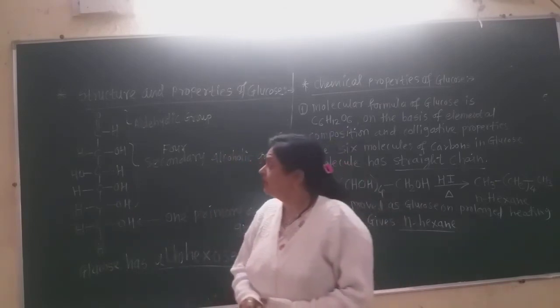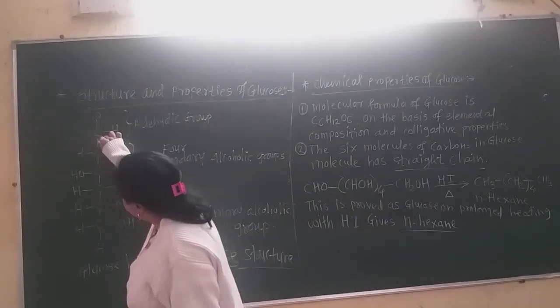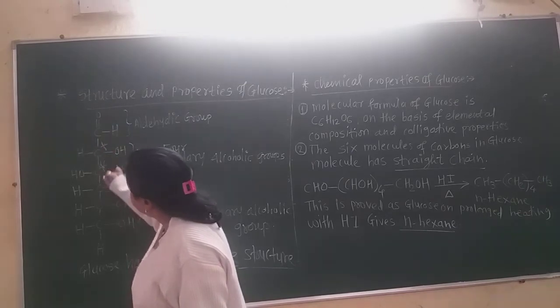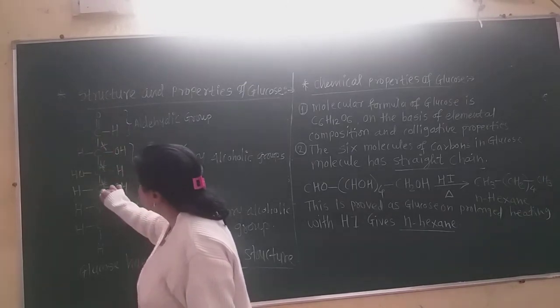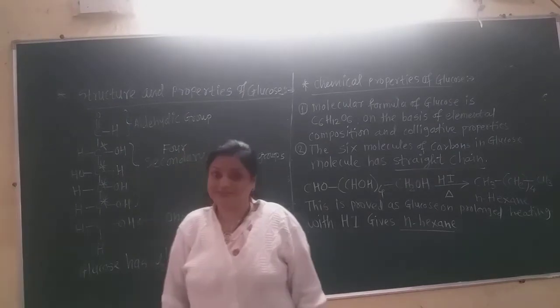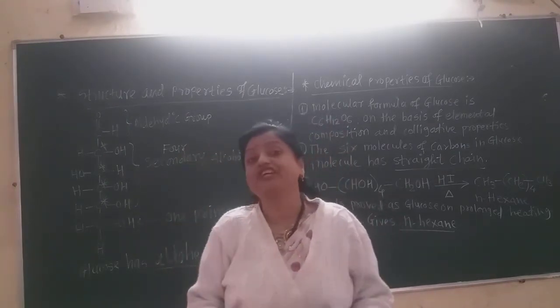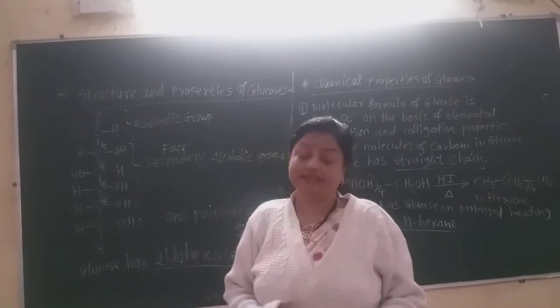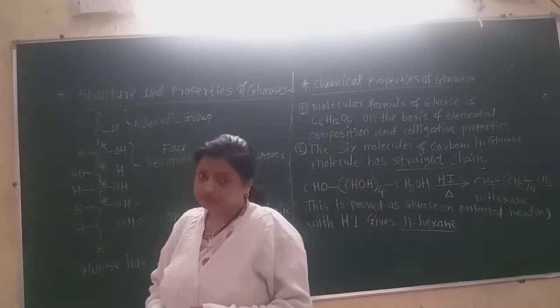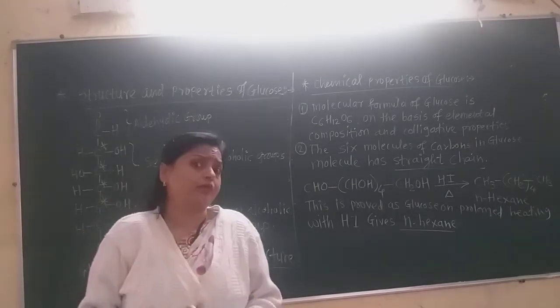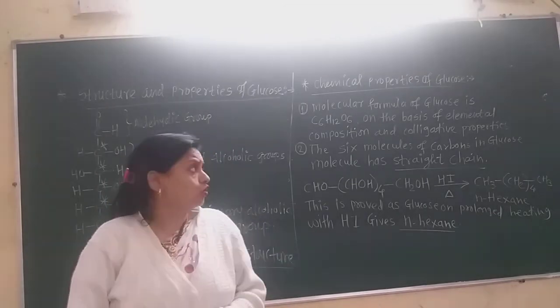And we know that glucose is an optically active compound because it has 4 asymmetric carbon atoms or chiral centers. So glucose is optically active. It is the dextrose. Glucose is called the dextrose sugar. Now let us give some proof about the structure of glucose.